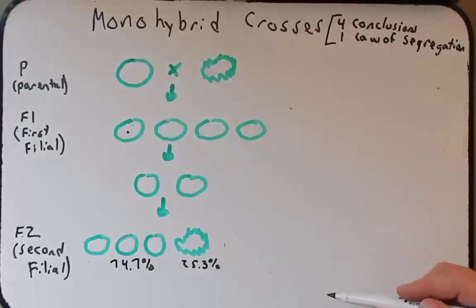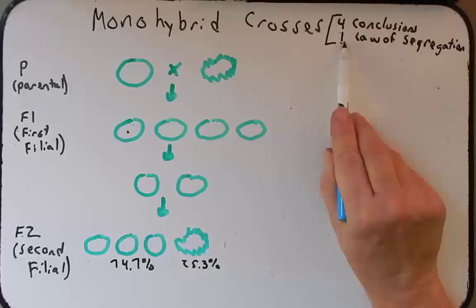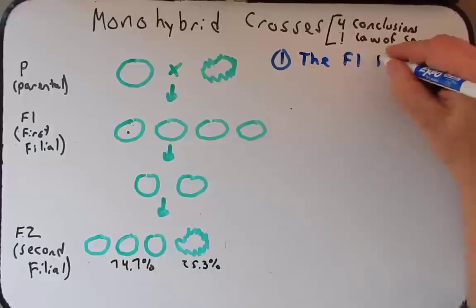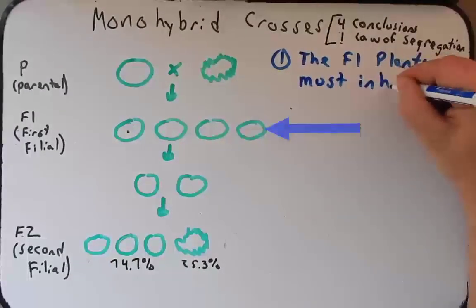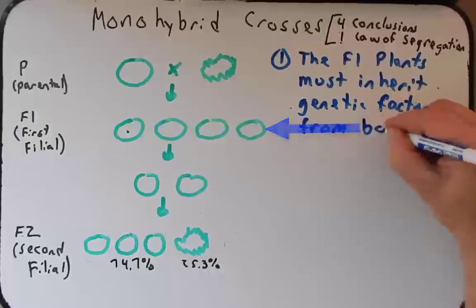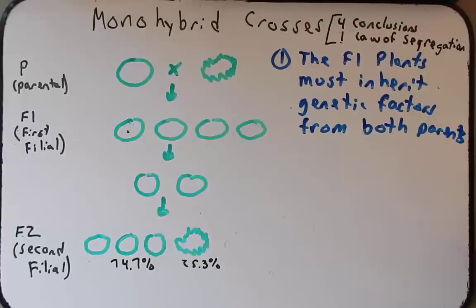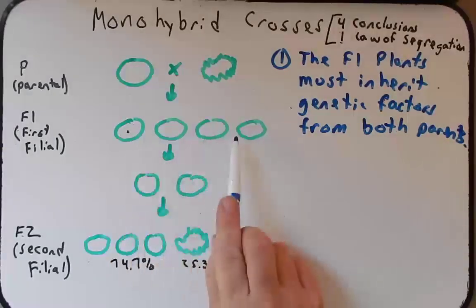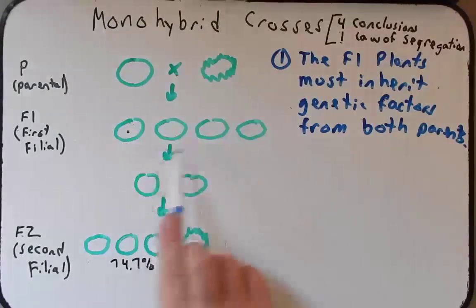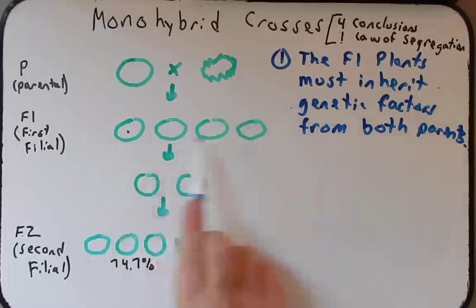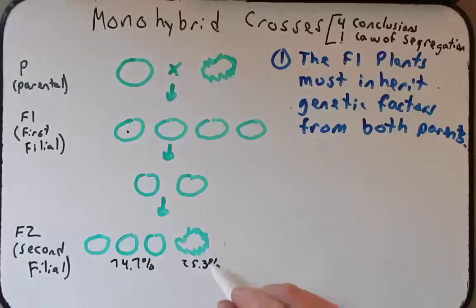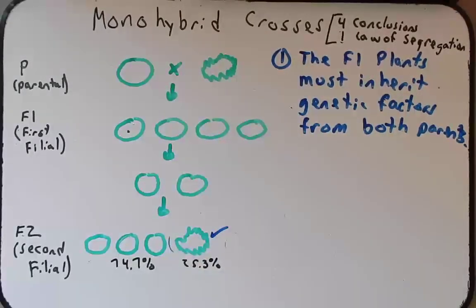After doing this first set of crosses, Mendel came up with his 4 conclusions and ultimately the law of segregation. The first conclusion he came up with is that the F1 plants, these here, must inherit genetic factors from both parents, even if they don't express that trait. So what he's saying here is that these pea plants had to inherit genetic information from this parent and this parent. It's easy to understand this parent because they're all round. It's more difficult to understand this parent because none of these are wrinkled. But he believed that they must have inherited some genetic factor from this parent because, lo and behold, you pick up wrinkled plants down here again.